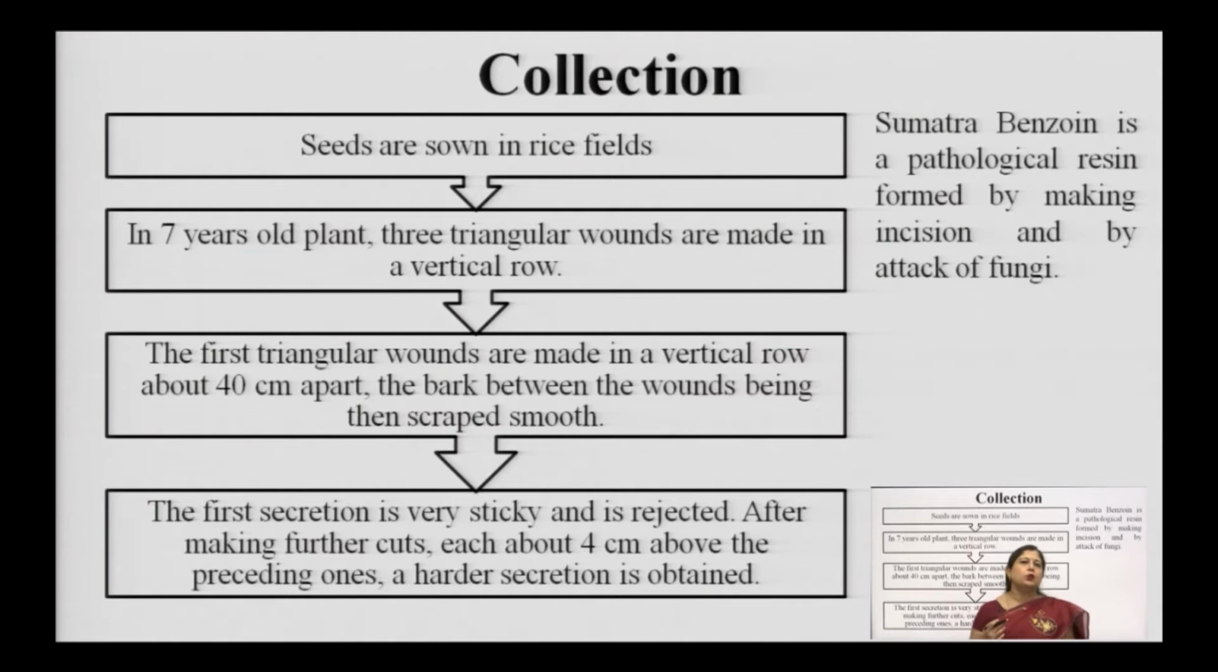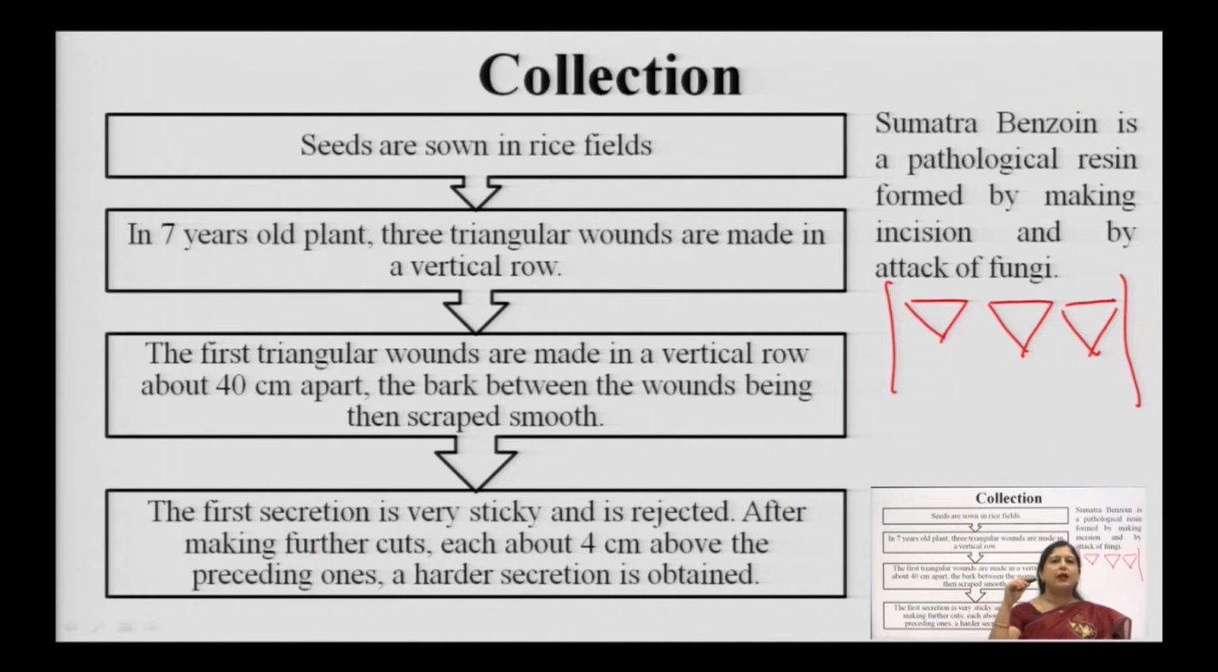The cultivation is done by sowing the seeds in rice fields, and as the plant grows and the first crop of rice is ready, we can see that the plant is tall enough, after which it can either be transplanted or allowed to grow in that region only. When it reaches the age of 7 years, the main collection is started. On the trunk of the tree, 3 triangular cuts or wounds are made either in a vertical row or in a horizontal row, and these are generally 40 centimeters apart.